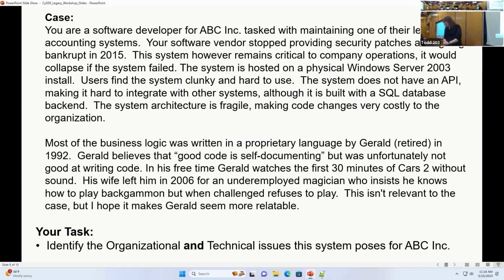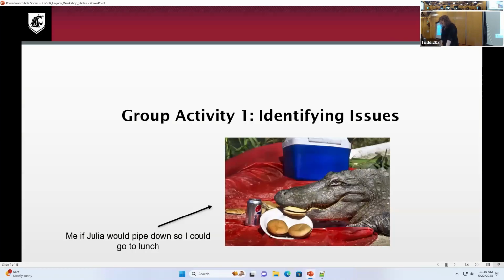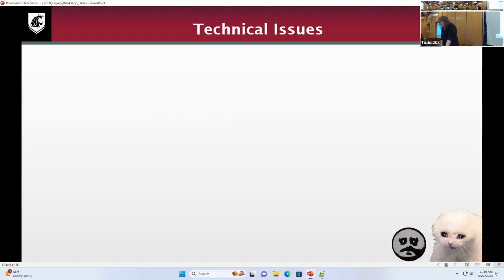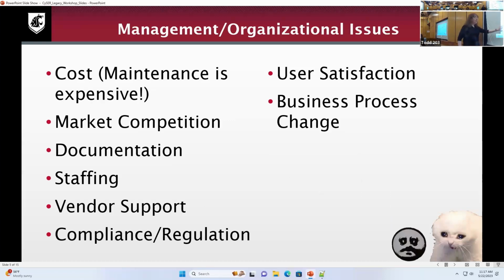So we've identified quite the list here. The only one that I really want to add on here: we talked about compliance and regulation. This is an accounting system. We're going to be subject to a lot of tax law changes. Again, that's one that maybe isn't immediately intuitive, but because of the other technical issues with the system, it makes it difficult to actually make those changes.